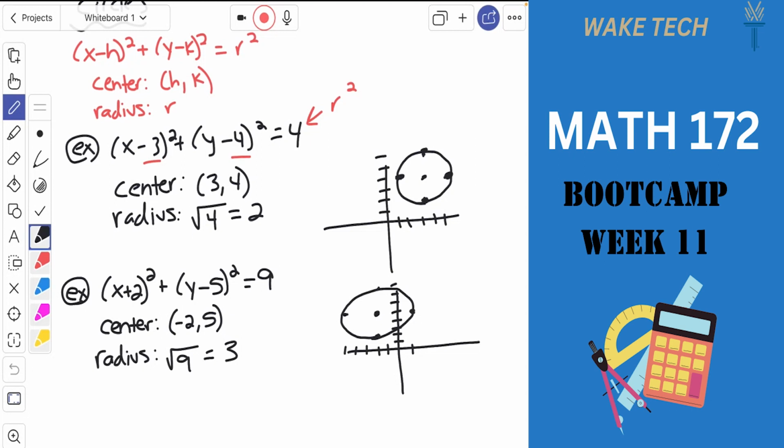1, 2, 3. So it's definitely supposed to be a circle. My points are obviously not stellar because I'm trying to do it on this little screen here, but it's certainly our idea. Questions about that one?